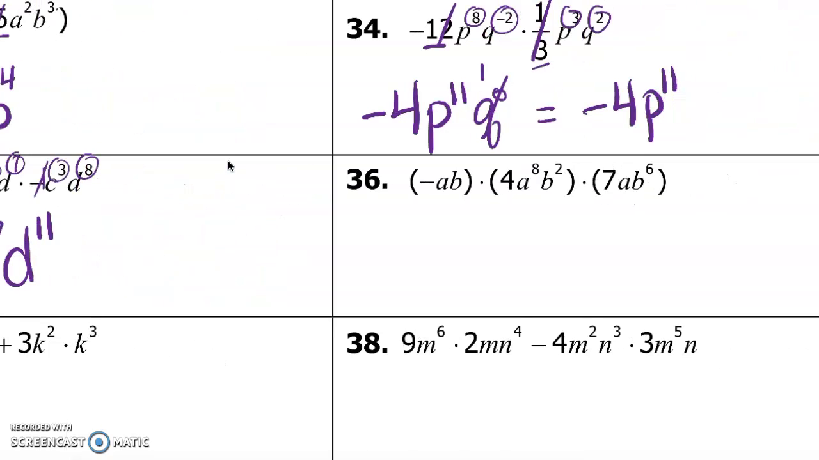36. We have a negative 1, a 4, and a 7. Again, it's multiplying, so negative 28. A to the first, 8, and another 1 gives us 10. B, 1, and 2, and 6 gives us 9. Negative 28, a to the 10th, b to the 9th.